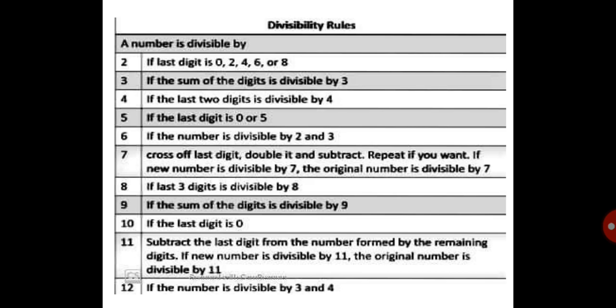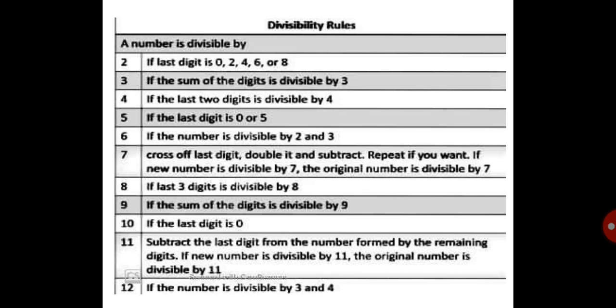Now, divisibility by 8. If the number formed by its digits in the hundreds, tens, and ones place is divisible by 8, then the number is divisible by 8. Now we take an example, 79,152. The number formed by its hundreds, tens, and ones digits is 152, which is divisible by 8. This implies that 79,152 is also divisible by 8.